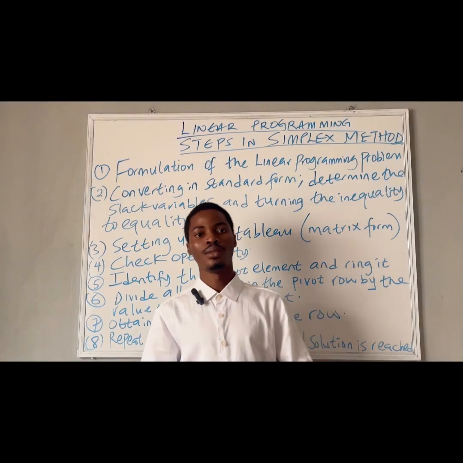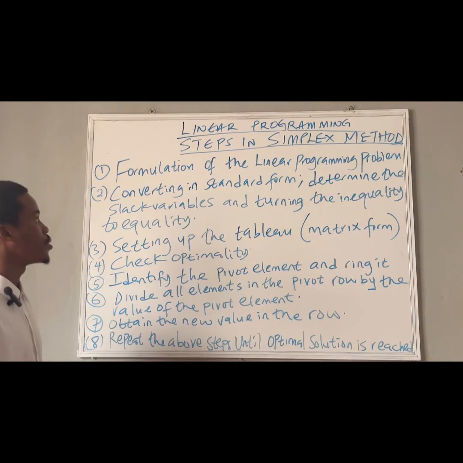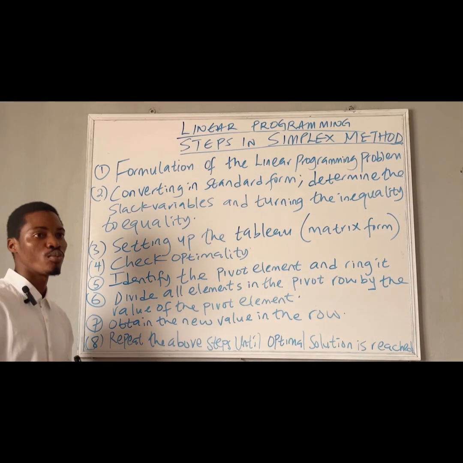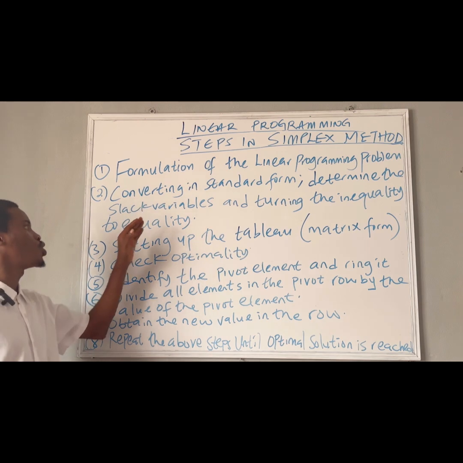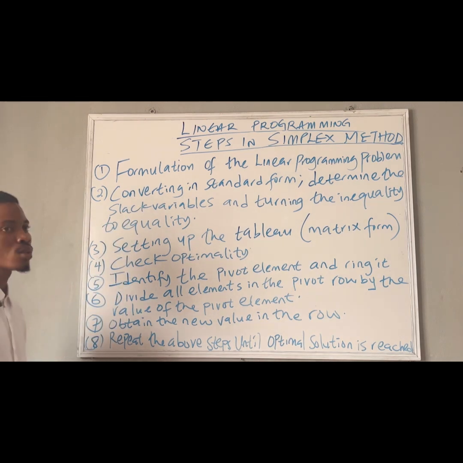Here are the steps in the Simplex method. So how can we solve a linear programming problem? We have to consider the steps in solving a linear programming problem by the Simplex method. One is formulation of the linear programming problem. If your question is an English statement, you have to formulate it by converting it to a mathematical description.